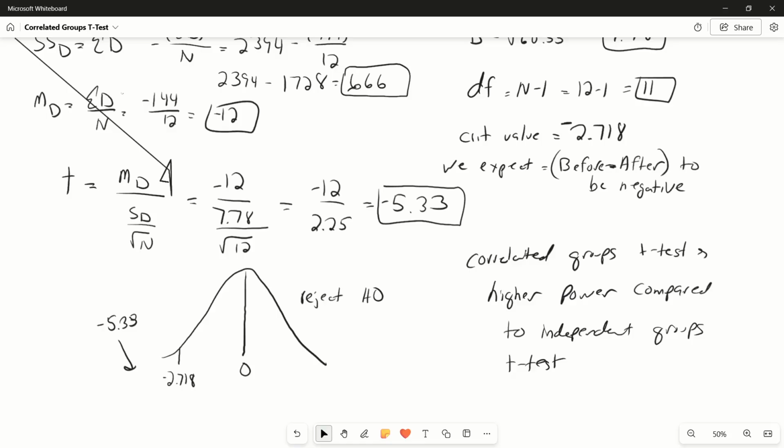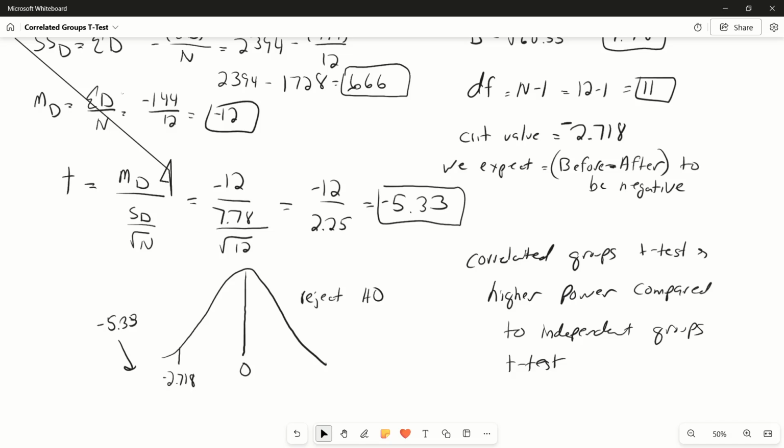When you have different people in conditions, not only do you have the effect of the treatment, but you also have individual differences. Some people react better to the treatment than others, right? Everybody's different. So there's a lot more variability when you have different people in groups. When you have the same person, you don't have those individual differences. So the variability is decreased, therefore the power is increased.